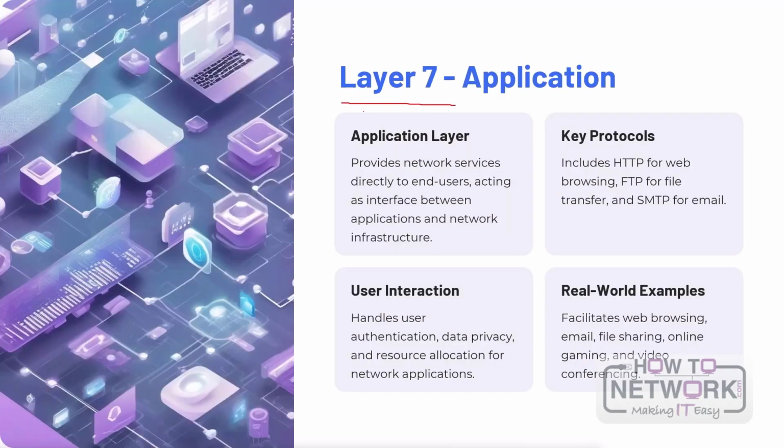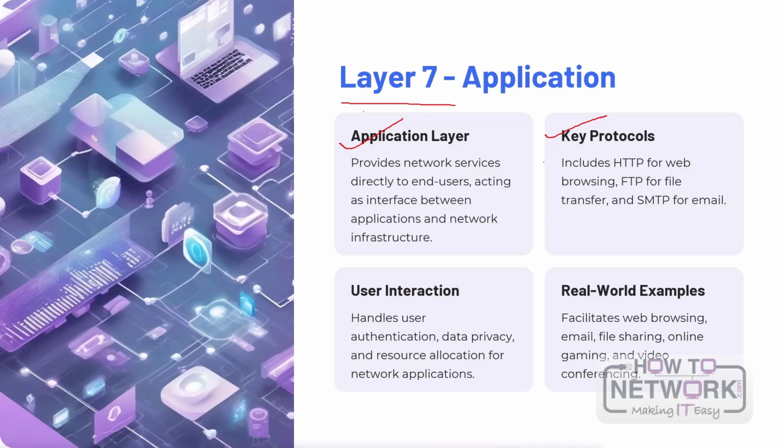Layer 7, or the application layer. The application layer, which is the top layer of the OSI model, is responsible for providing network services directly to end users. This layer acts as the interface between the network applications and the underlying network infrastructure. It ensures that user applications can communicate seamlessly and exchange data effectively across different networks.